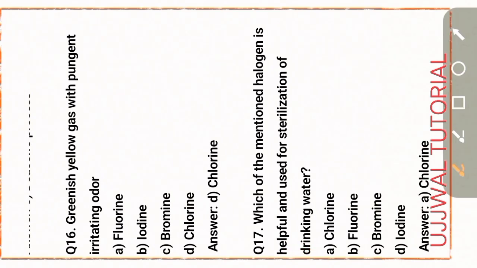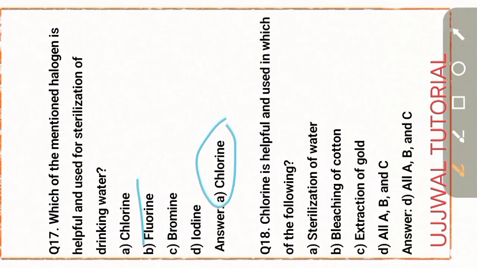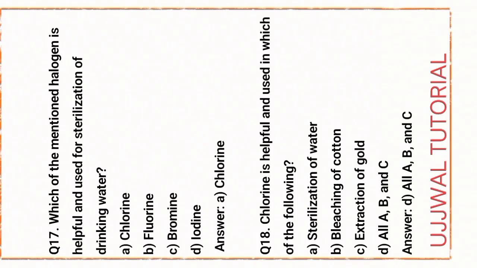Gas with a pungent, irritating odor, that is chlorine. Okay, option D is the right answer. Next, question number 17. Which of the mentioned halogens is helpful and used for sterilization of drinking water? That is option A, chlorine. Chlorine is used by the process of chlorination.